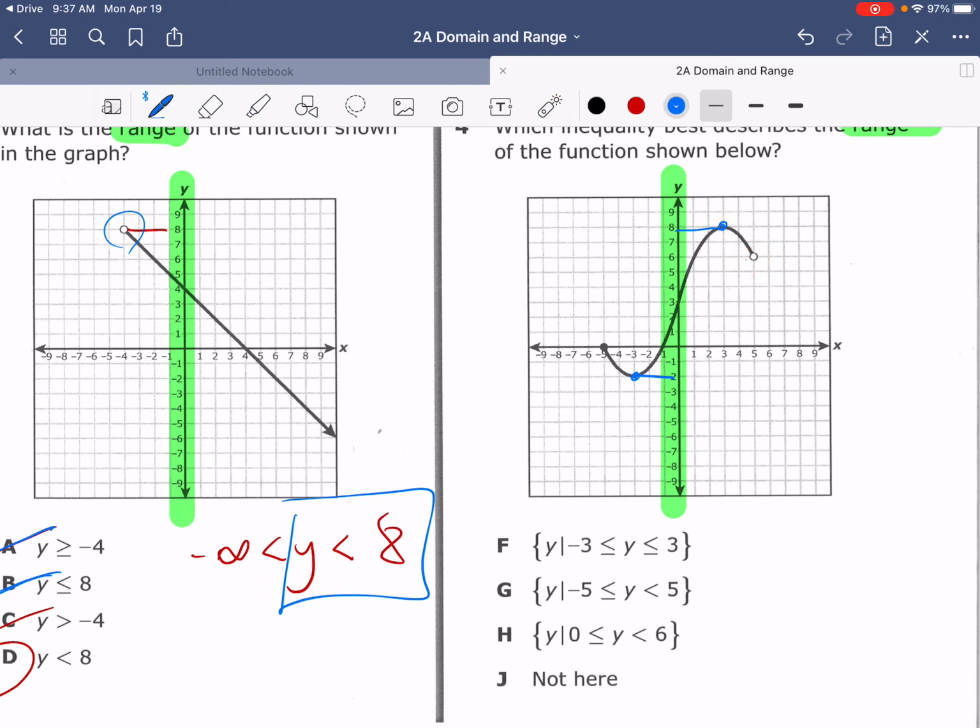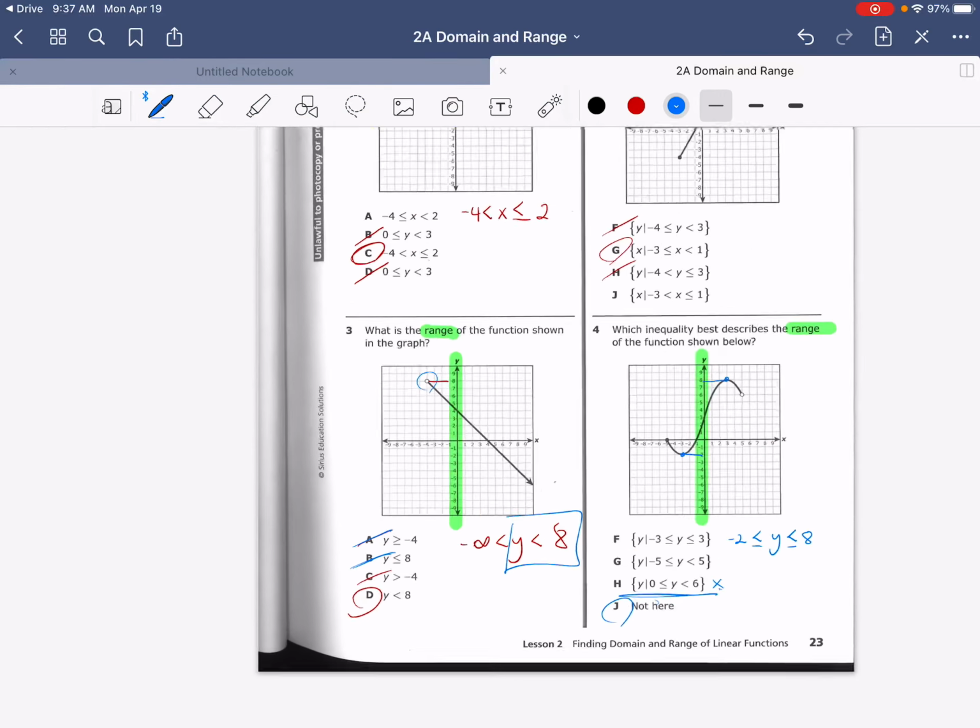So technically this one is from -2 to what? High, like this. So that should be the solution, and as you can see, it's not here. All right. If you choose 0 to 6, like this one, that's no. That's a very common mistake that people have.